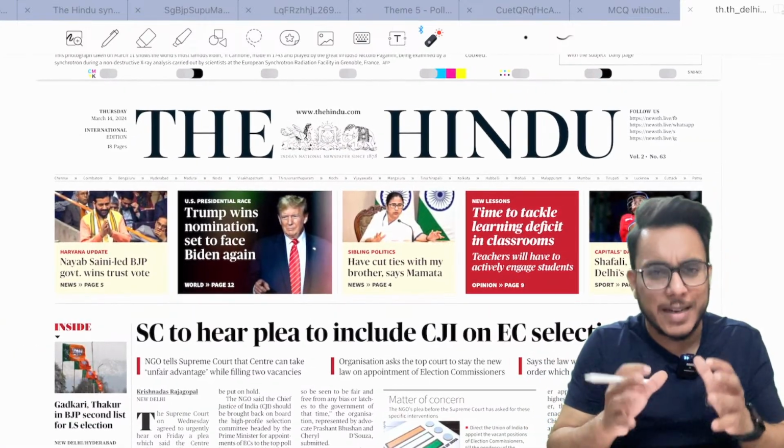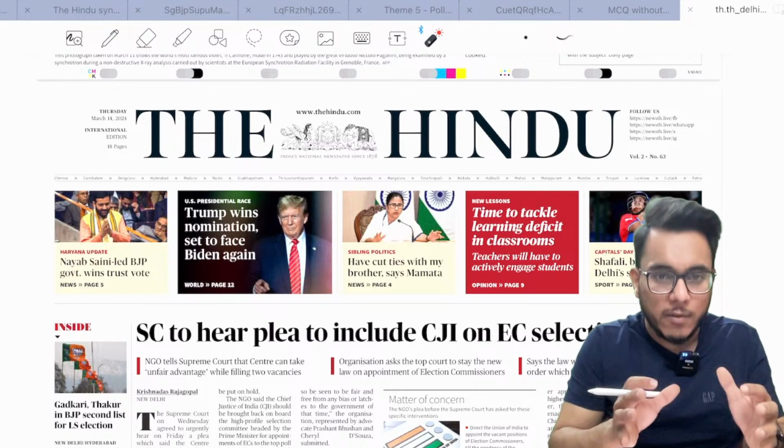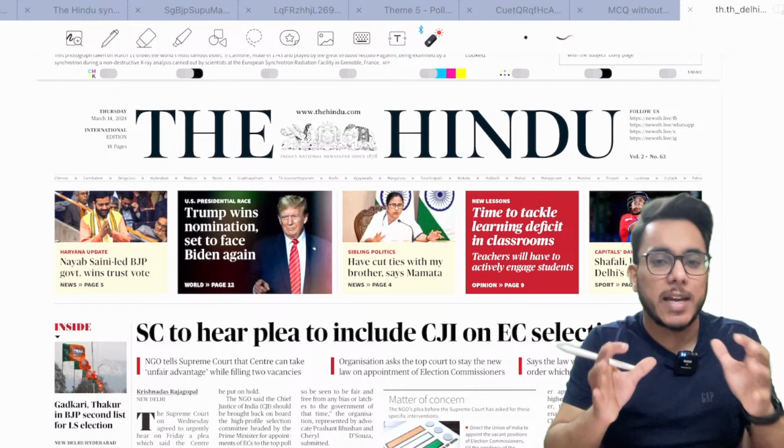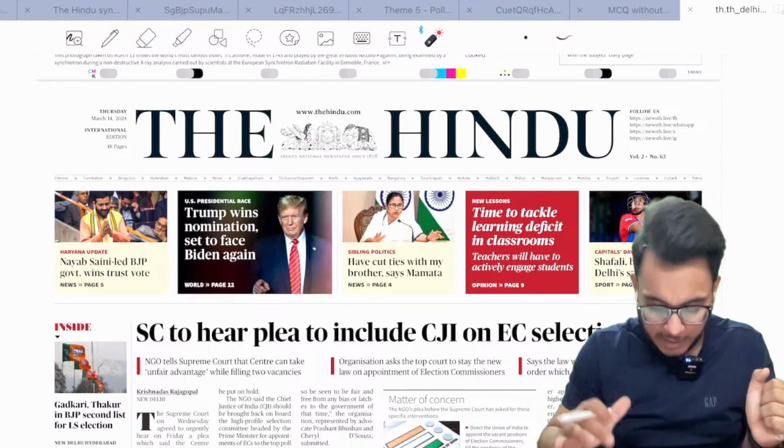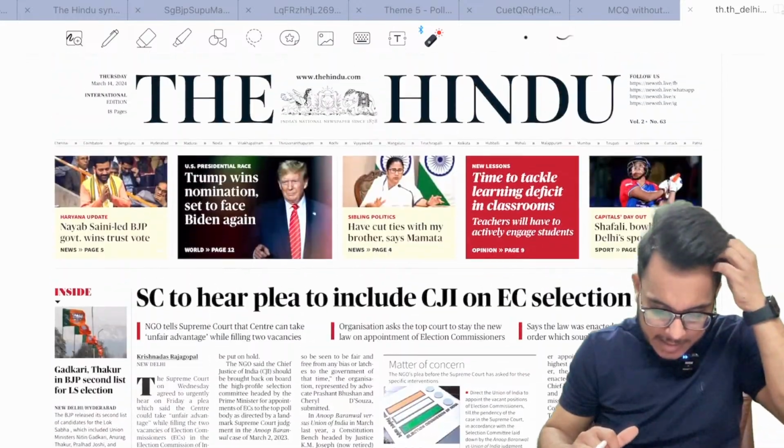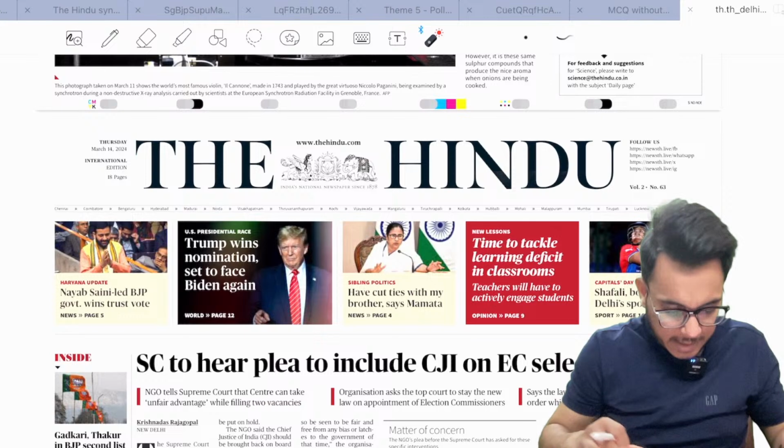But first of all, let's see briefly an overview of the newspaper so that we can understand which articles are important in today's newspaper. So let's get started with that.